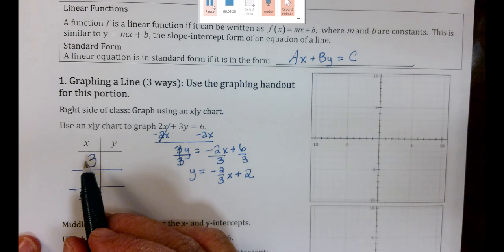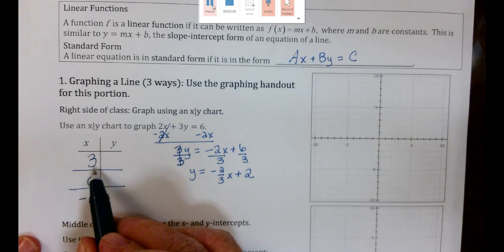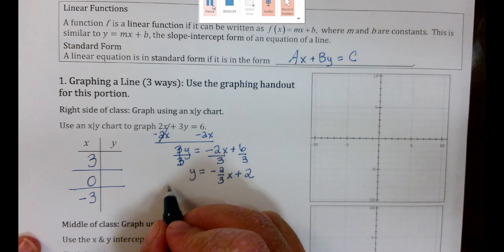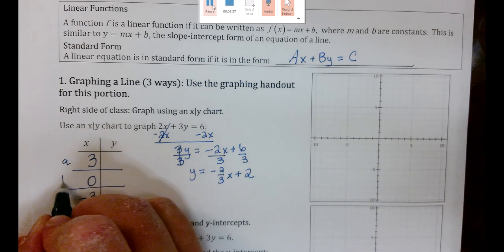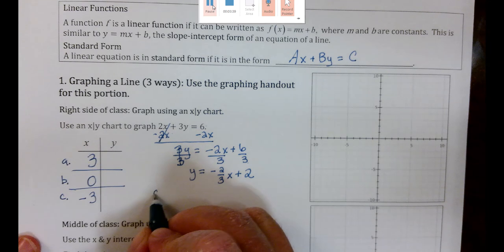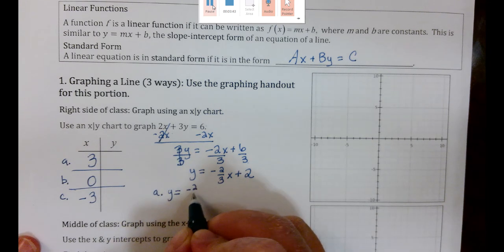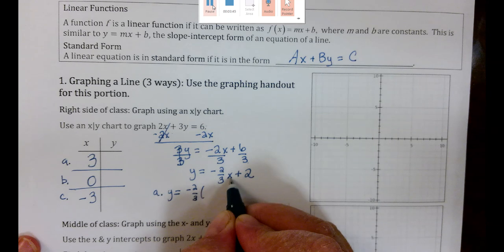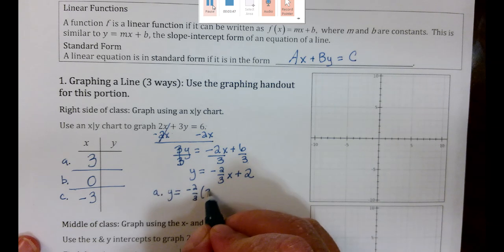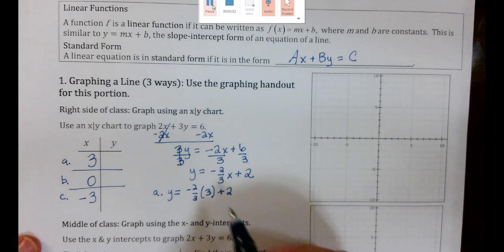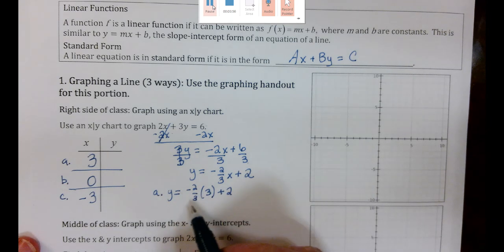So our first problem is going to be plugging 3 into x right here. So let's label this A, B, C. Our A part is y equals negative 2/3, and for x we're going to have 3, so let's plug that in for x plus 2. Now we can start to see why this works, and you could definitely put this in the calculator if you don't quite understand what's about to happen here.